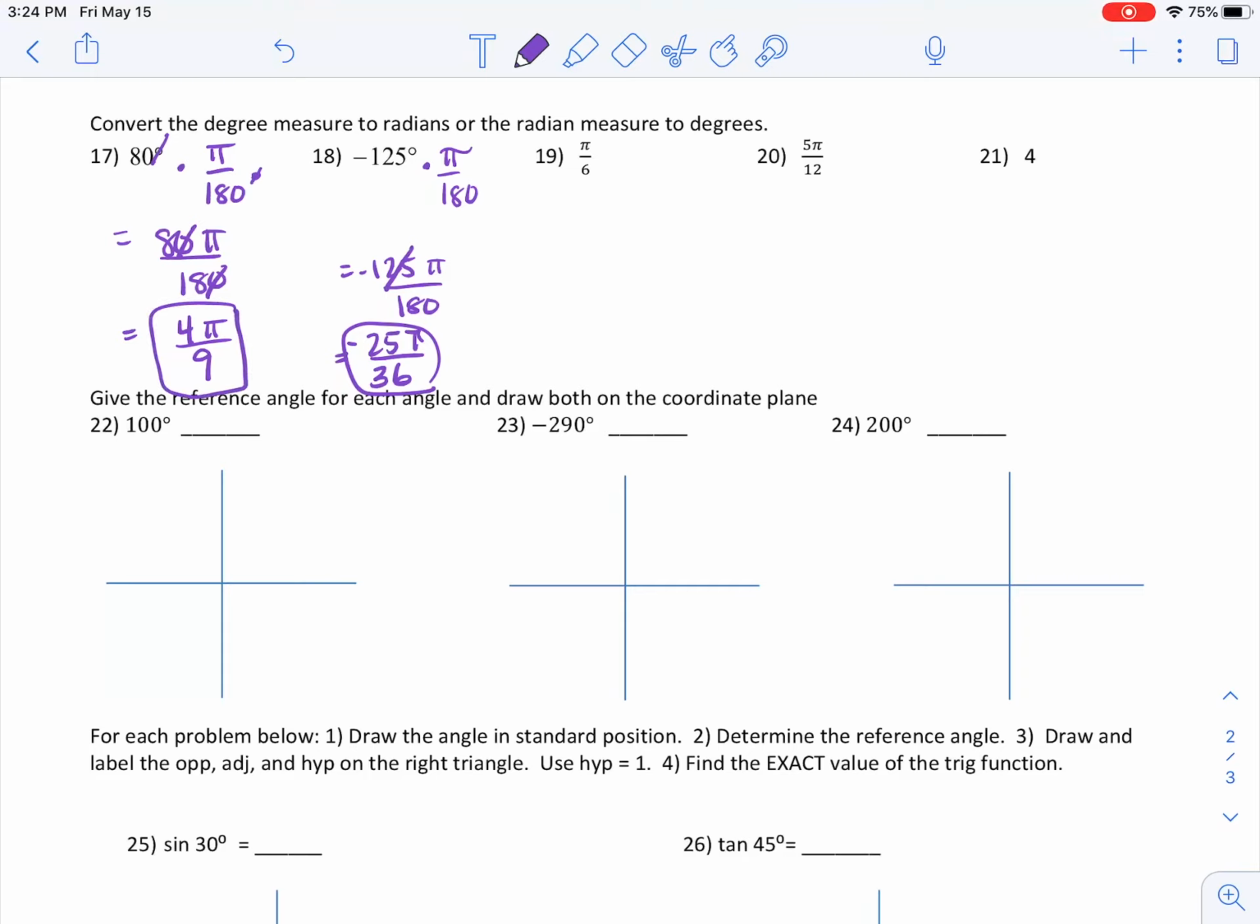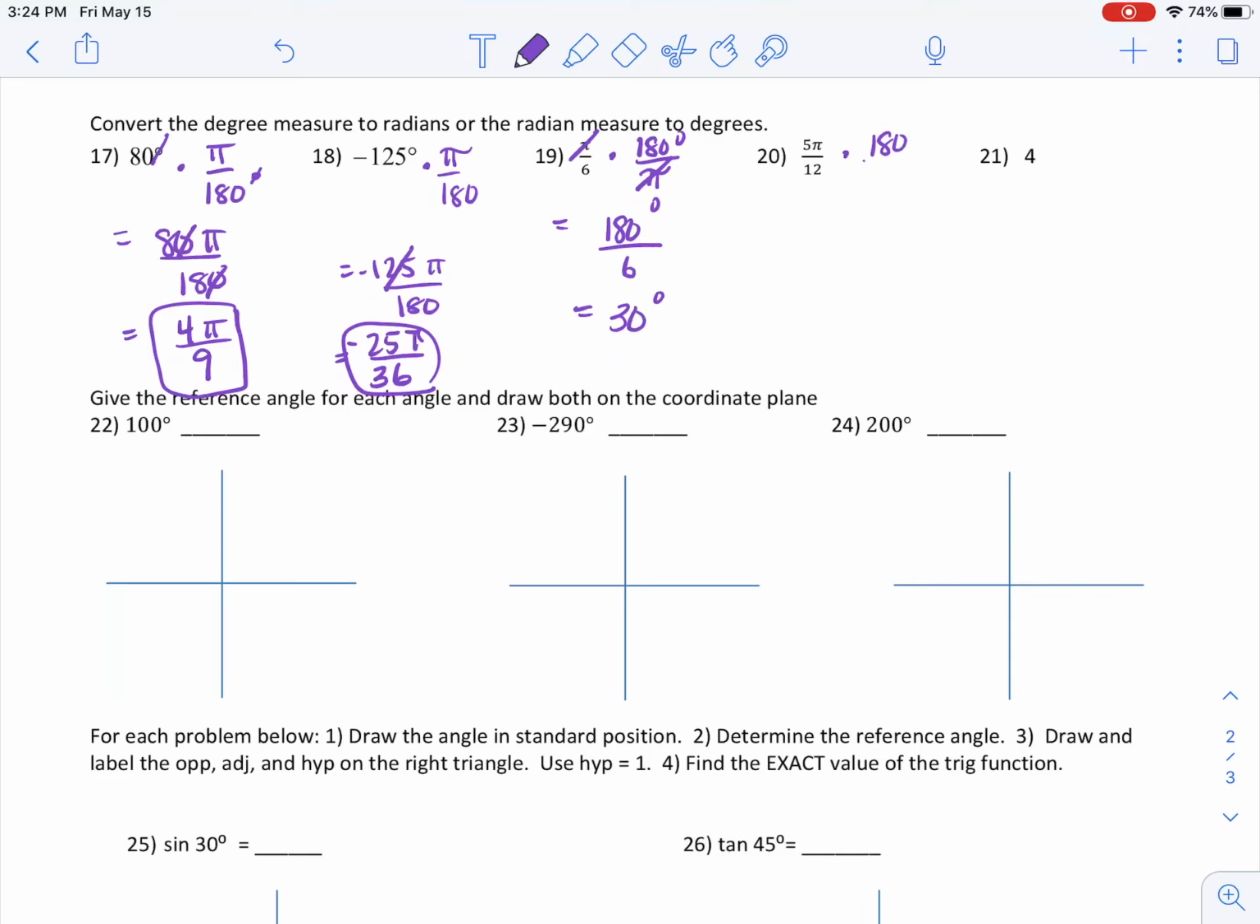Number 19, this time we have radians. It's not just because there's a pi there that I know that. I know it because there is no unit measure or symbol at all. So if I don't see a degree symbol, I assume it's radians. So I want to get to degrees. I want the 180 degrees to be in the numerator and the radians to be in the denominator. So the radians cancel, the pi's also cancel. 180 degrees divided by 6, that'll be 30 degrees.